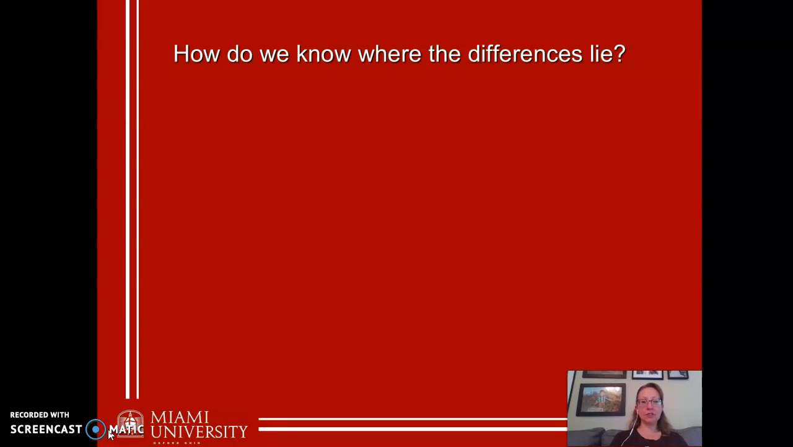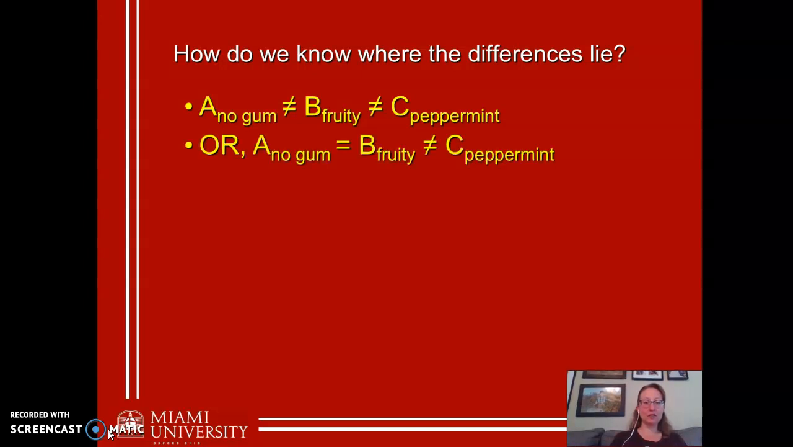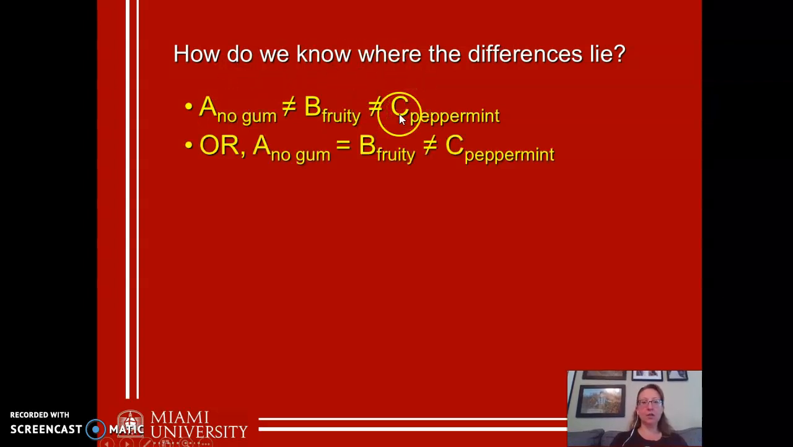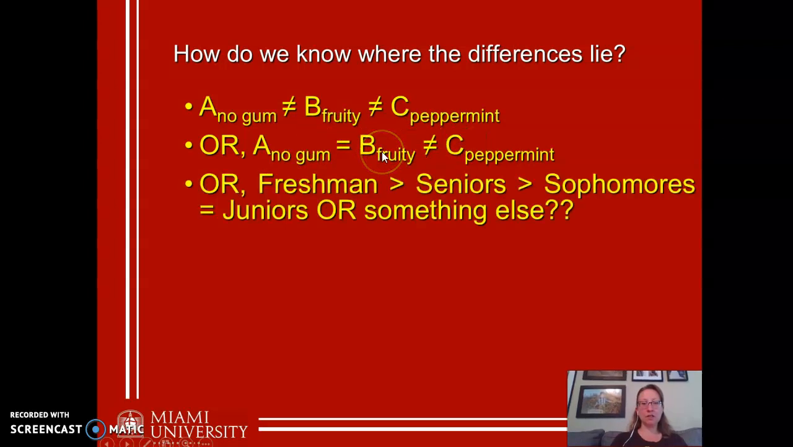So if we're looking at 3 groups, we want to know where the differences between those groups might be. And now, there we go. In our gum example, we want to know if one group is different from the other, or if they are not equal. But it might be that all of the groups are different from each other. A is not equal to B, B is not equal to C, and A is not equal to C. Or it might just be that these 2 groups are equal and these are the only ones that differ.